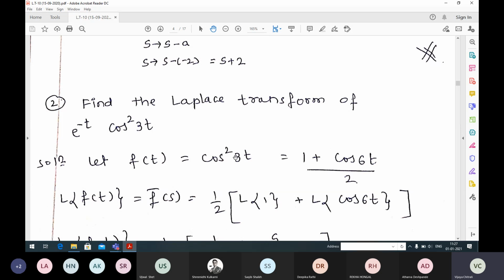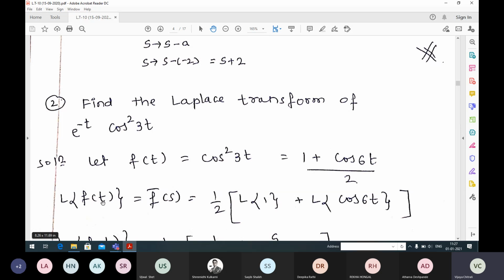So in place of a we have here 3t, right? So 1 plus cos 6t divided by 2, right? Next we want f bar s. What is f bar s? F bar s will be Laplace transform of f of t.